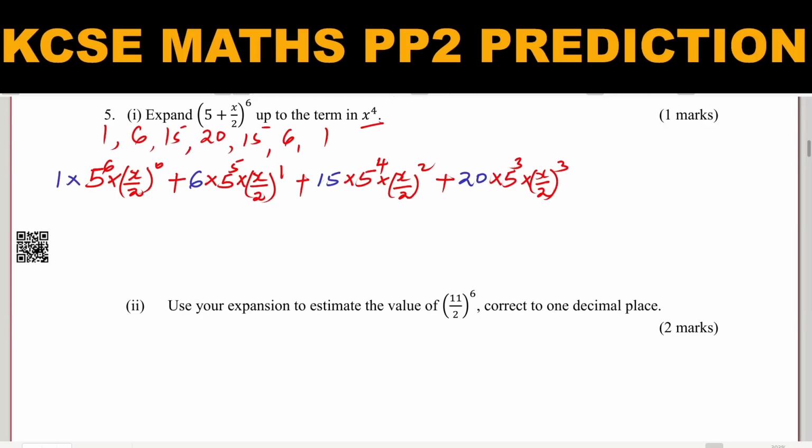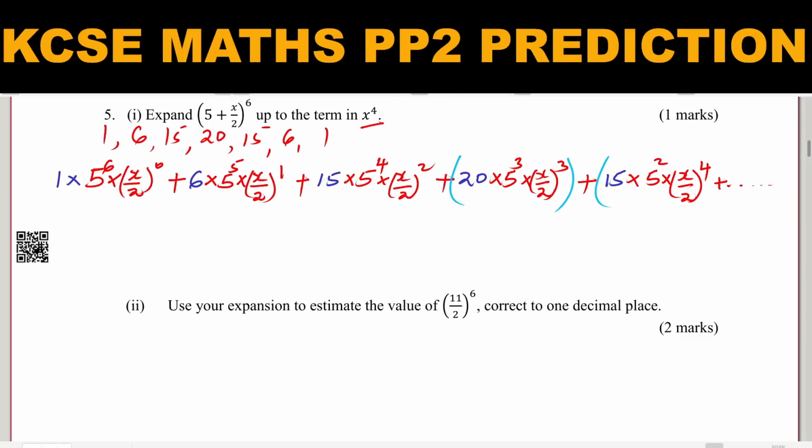We want to go up to the term in x raised to power 4. You can see x divided by 2 raised to power 3 is going to give us only up to x raised to power 3, so you have to continue with the next. Plus the next coefficient, 15, multiplied by 5 raised to power 2 times x divided by 2 raised to power 4, and that is where we stop. Why do we stop at that point? Because that is where we get the term in x raised to power 4, which is going to give us whatever we require.